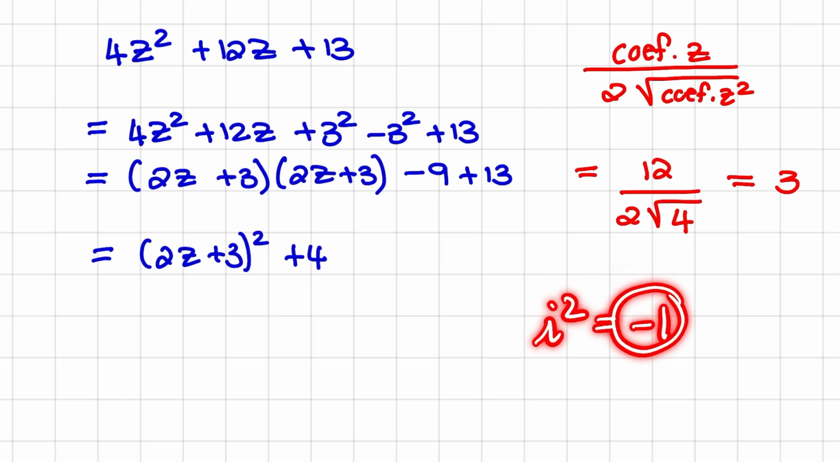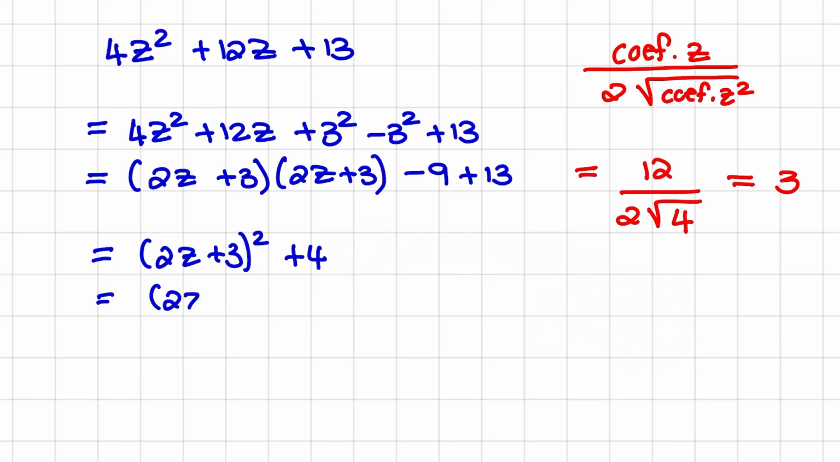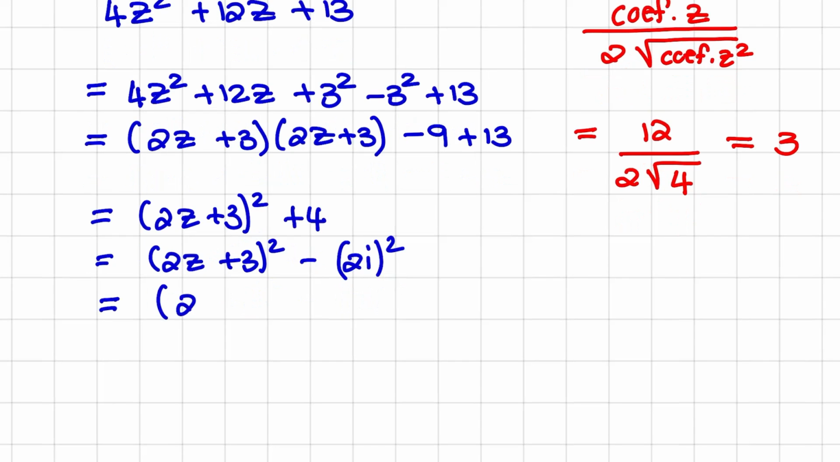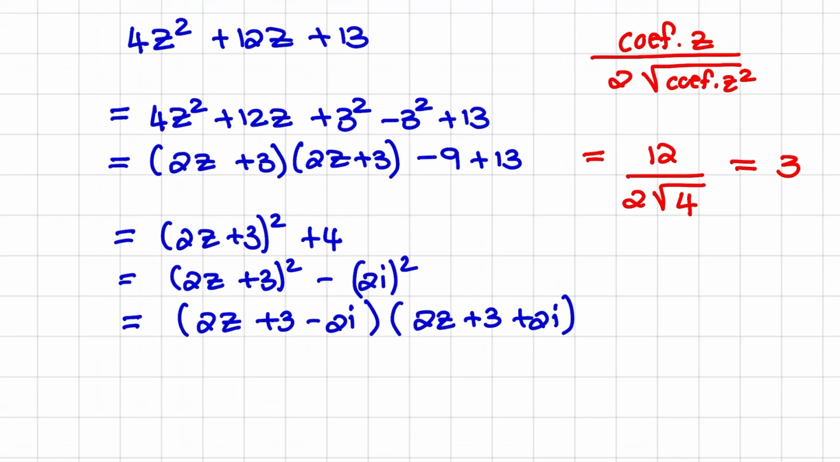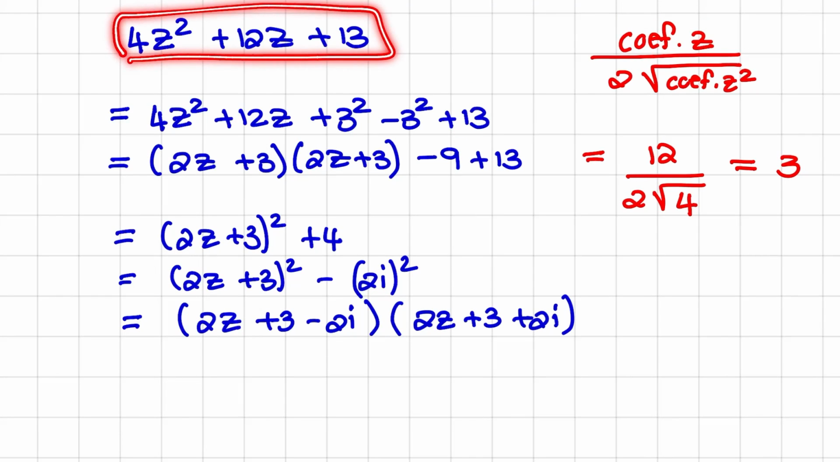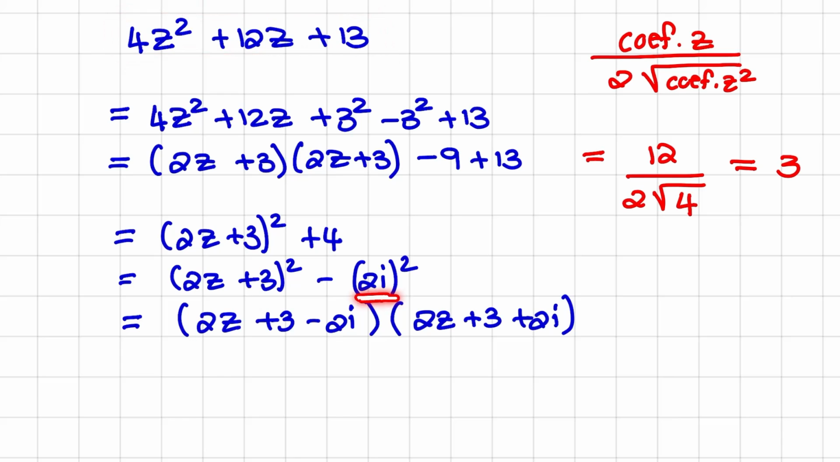So if I use that principle to rewrite plus 4, I will have a difference of two squares as 2z plus 3 squared minus 2i squared. Now I can factor my difference of two squares. So that leads to 2z plus 3 minus 2i, closing the brackets, times 2z plus 3 plus 2i. And that's a simple way for us to factor trinomials while using the imaginary number.